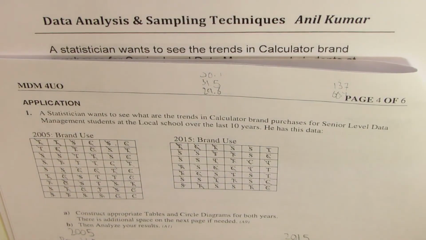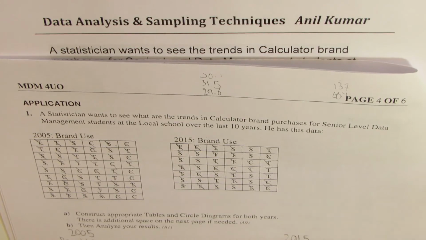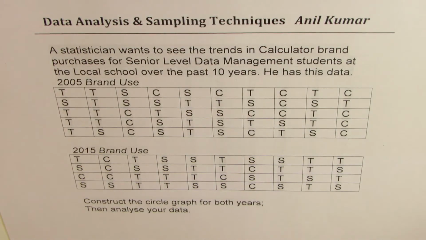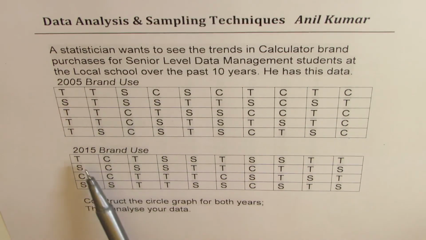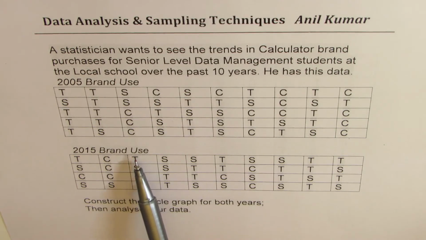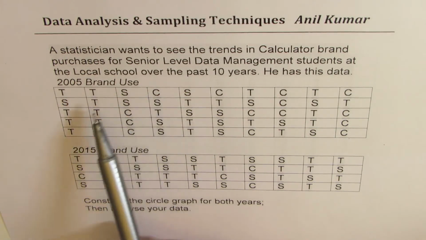So I've taken another question from a previous test paper. It is based on data analysis, and we are going to learn the technique of drawing a circle graph with the help of given information. The question here is, a statistician wants to see the trend in calculator brand purchases for senior level data management students at the local school over the past 10 years. He has this data. Now the data is for 2005 brand use and 2015 brand use. The brands are T, S and C, correct?